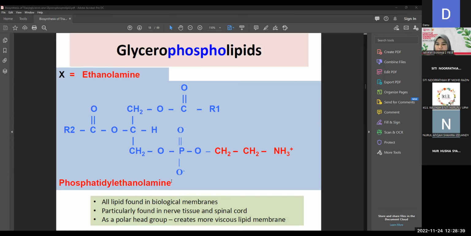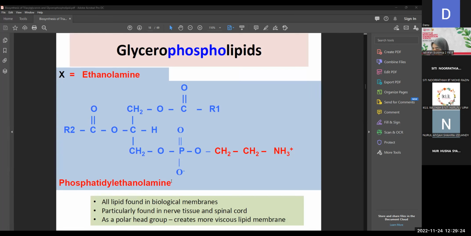What is the importance of phosphatidyl ethanolamine? It can be found particularly in nerve tissue and the spinal cord. As a polar head group, it creates a more viscous lipid membrane, so the viscosity of the lipid membrane is very important. Glycerophospholipid is a polar lipid, so it is highly amphiphilic. This is phosphatidyl ethanolamine.